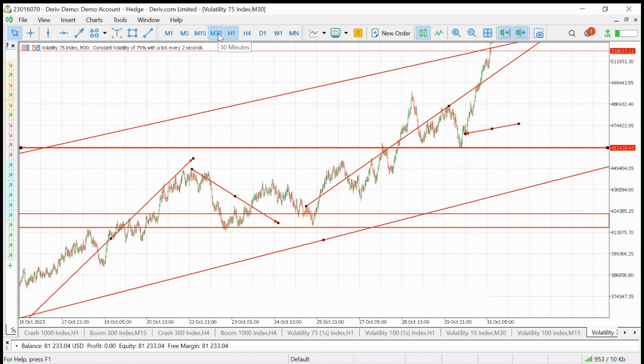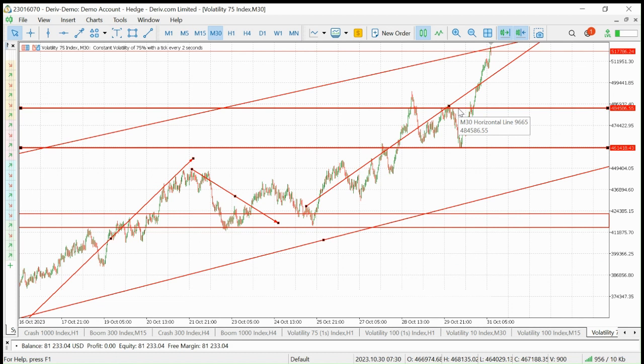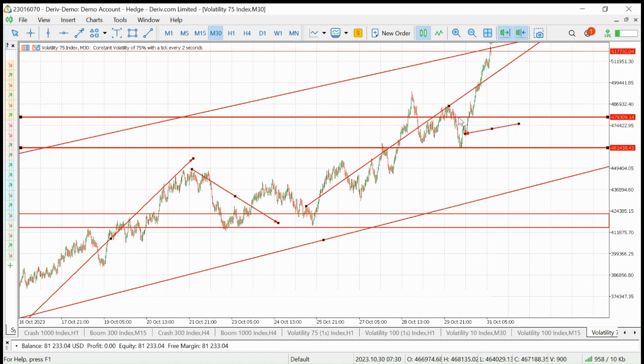Okay, now, this is our 30-minute time frame. We can also see another important price level, which is here. Okay, anyway, from this region, we've got a nice price action. We had a fake out here.